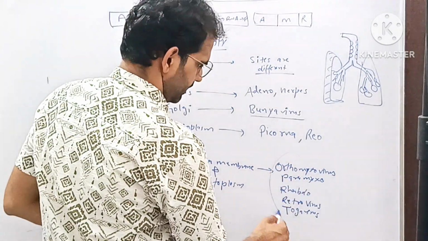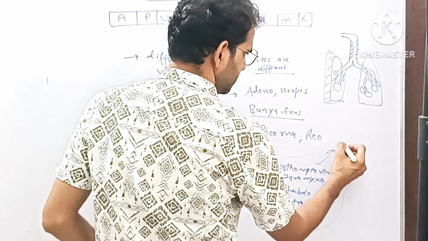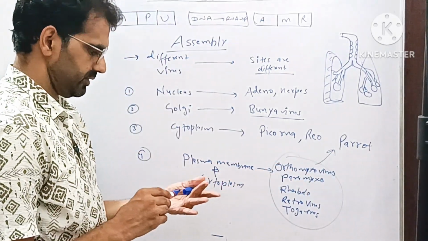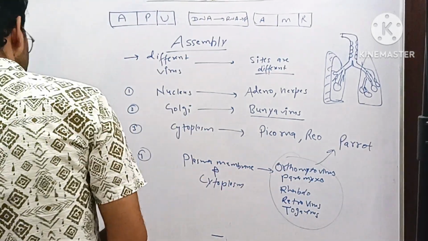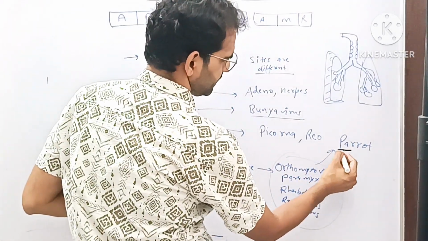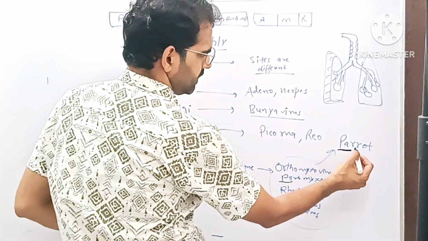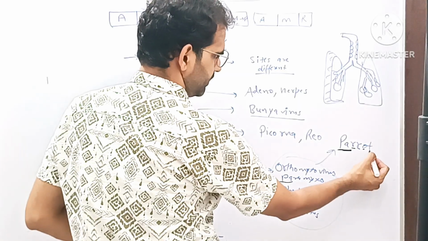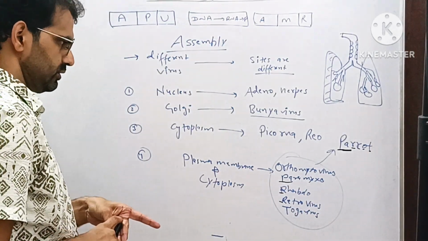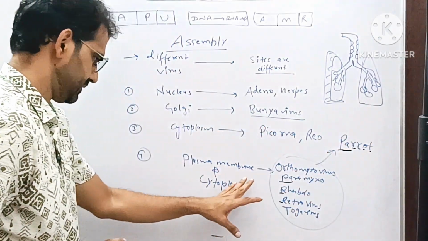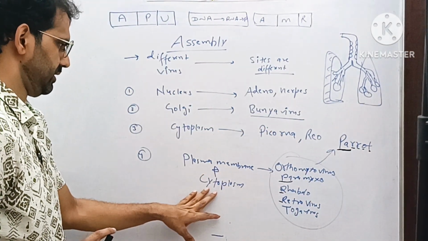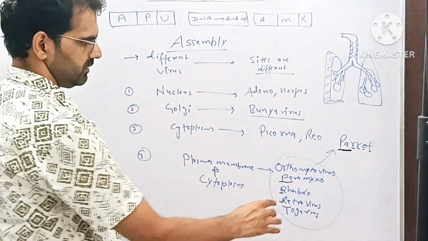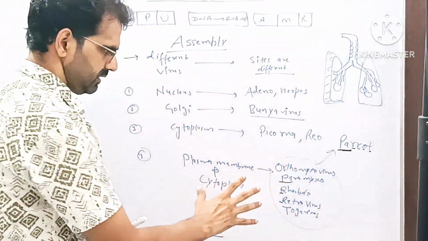These viruses you can remember with the mnemonic PARROT. PA means paramyxo, R means rhabdo, next R means retrovirus, O means orthomyxo, and T means toga viruses. So these PARROT viruses assemble at plasma membrane and cytoplasm. From these different viruses and their assembly sites, we'll discuss orthomyxo as an example.